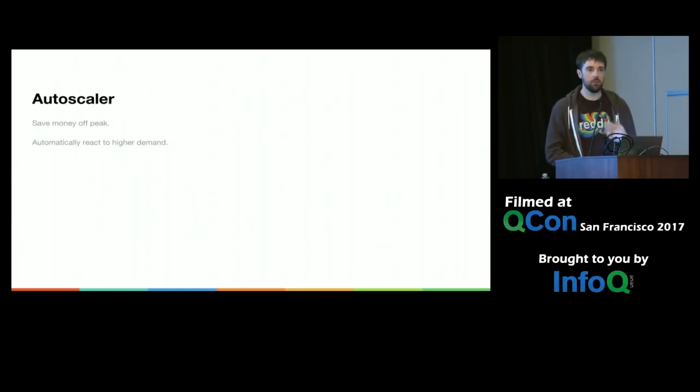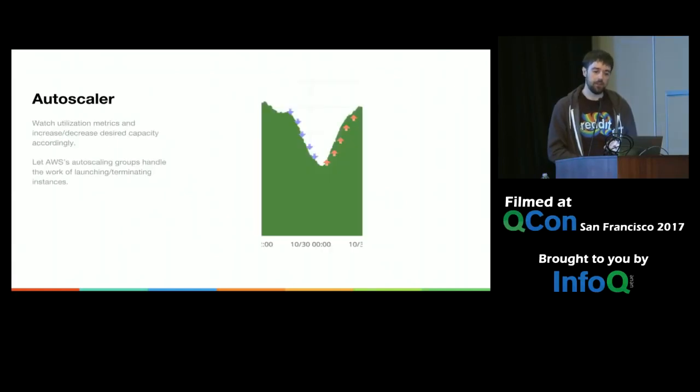And so what we want to do with the autoscaler is save money off peak and also deal with situations where we need to scale up because something crazy is going on. It does a pretty good job of that. What it does is it watches the utilization metrics reported by our load balancers, and it automatically increases or decreases the number of servers that we're requesting from AWS. We just offload the actual logic of terminating or launching servers to AWS autoscaling groups. That works out pretty well.